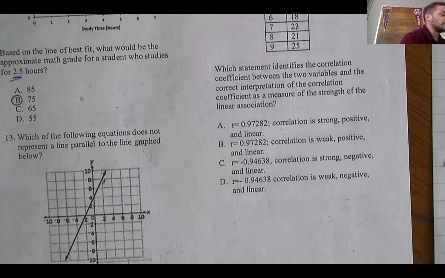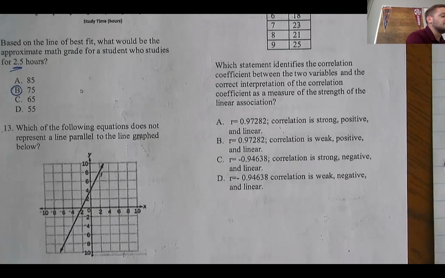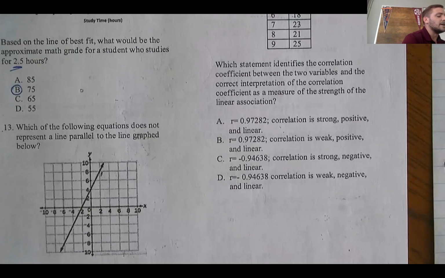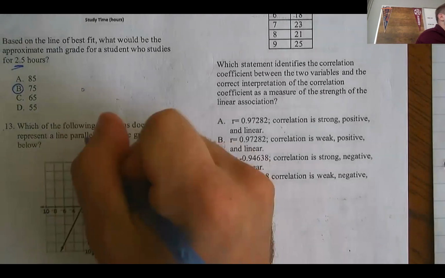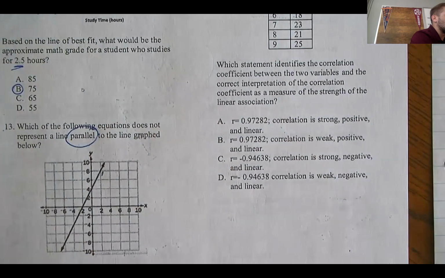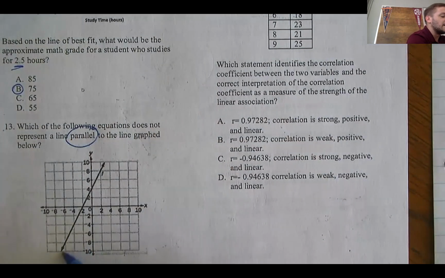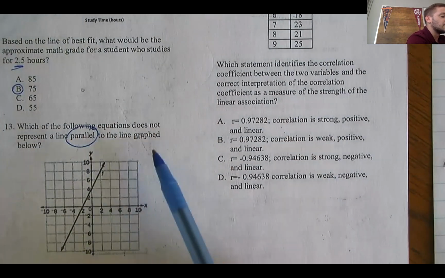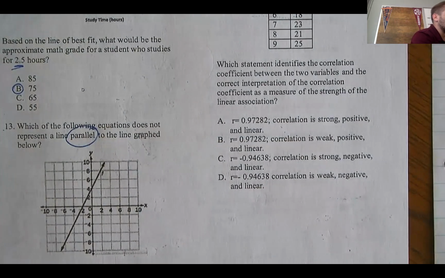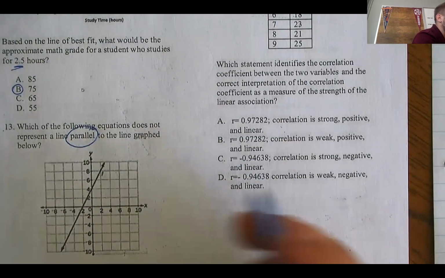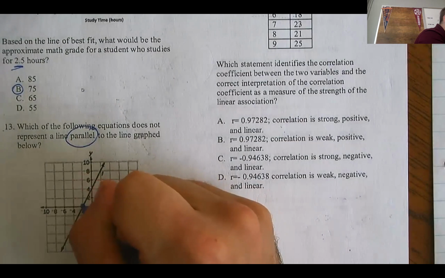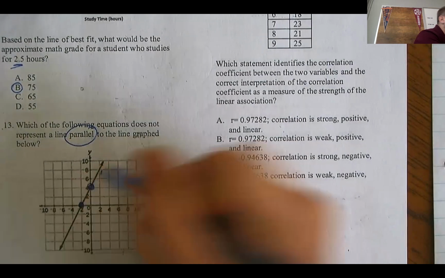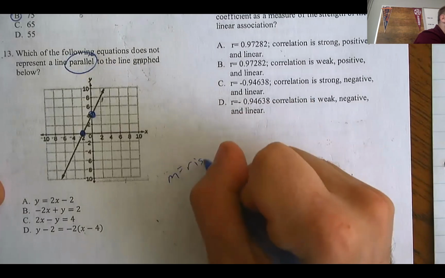All right, question number 13. Which of the following equations does not represent a line parallel to the line graph below? So we want to figure out which of these equations is parallel to this line right here. So what we need to start out by doing is we need to figure out what the slope is of this line. And we need to be careful because we are so used to doing rise over run.